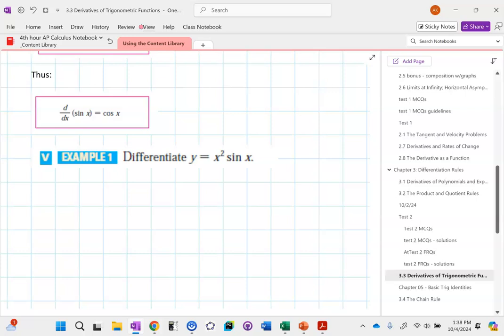All right, so let's do an example. Let's say we want to take the derivative of y equals x squared sine x. In order to do this derivative, what do we need to do?